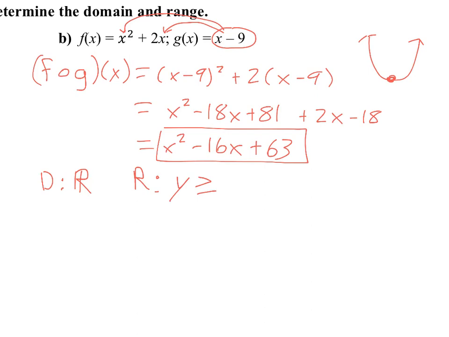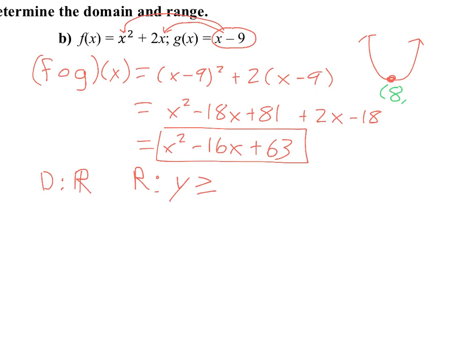And now I have to find the y coordinate of that vertex. So if I do negative b over 2a, that would be 16 over 2. I know that the x coordinate of this vertex is 8.